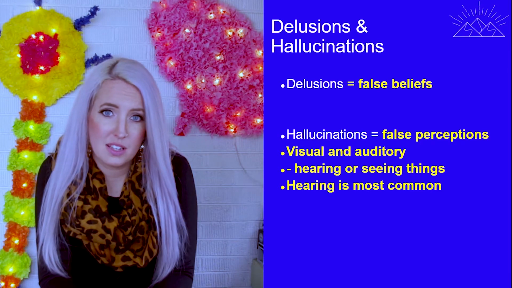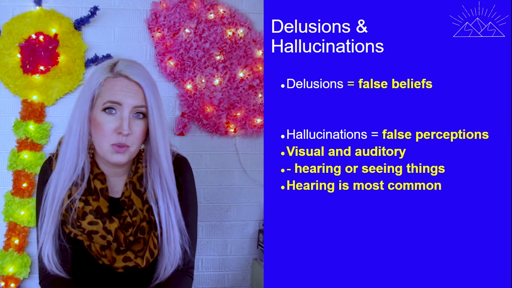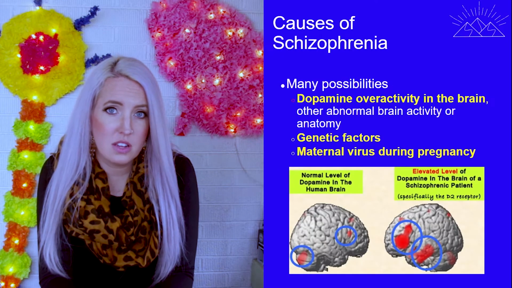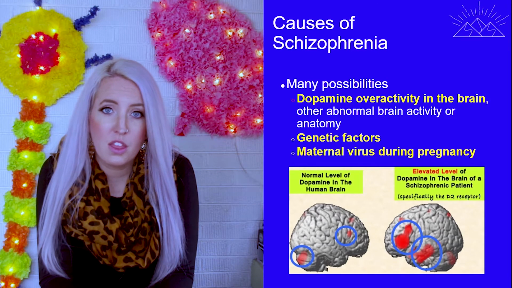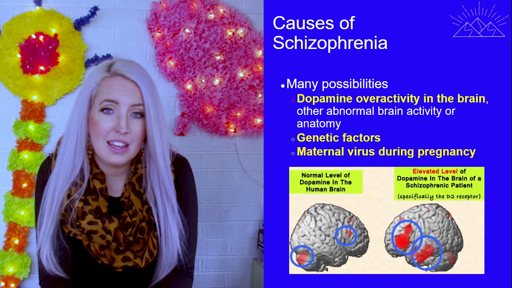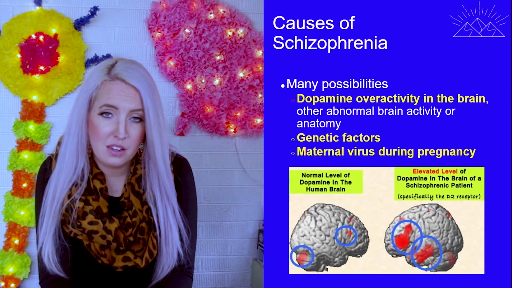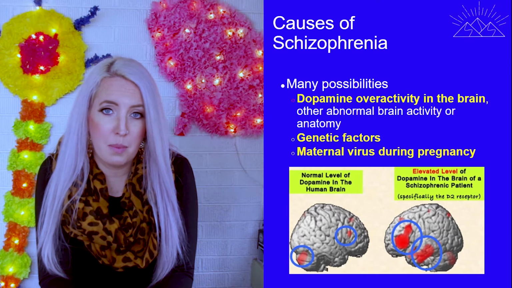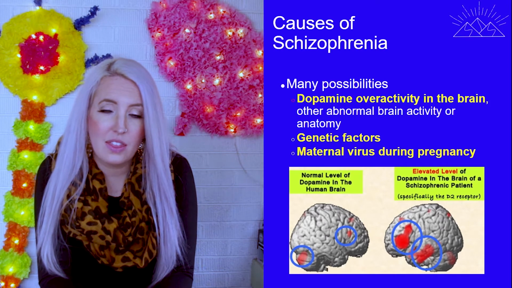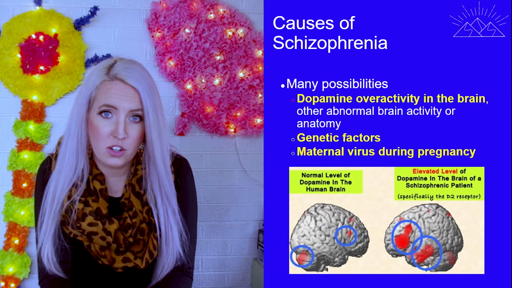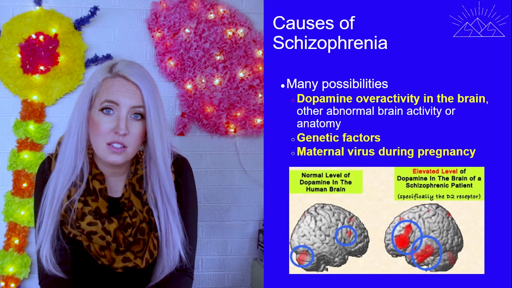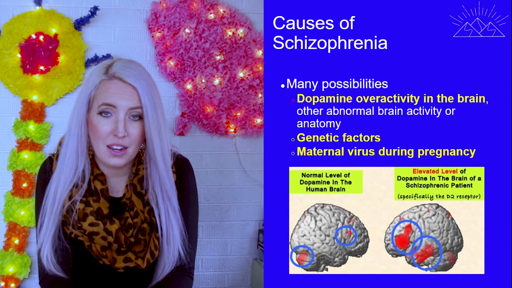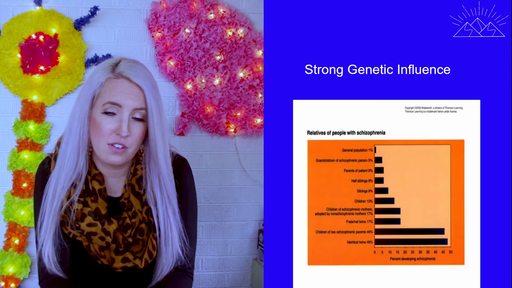So what causes schizophrenia? Psychologists have been able to identify three major factors that contribute to the prevalence of schizophrenia in individuals. The first and most significantly is dopamine overactivity in the brain, in addition to other brain abnormalities in activity. That seems to be a huge contributing factor to the symptoms of schizophrenia that we see. But other causes include things like genetic factors and maternal virus in pregnancy.